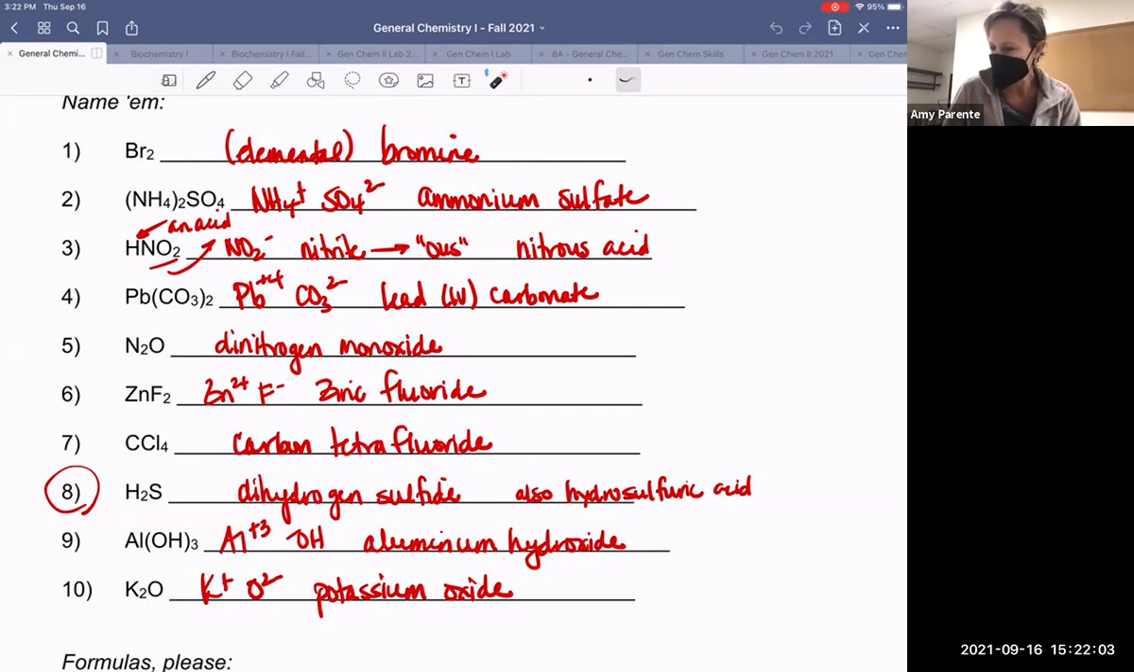For some of the compounds that we're going to see there. Let's see, hopefully my video is still okay here. It's saying my internet connection is unstable. So hopefully we're okay there. Next one here is ammonium sulfate. And then we're going to have nitrous acid.